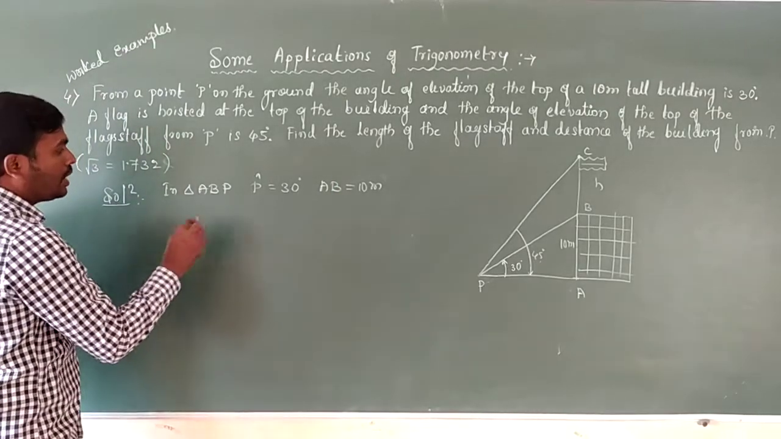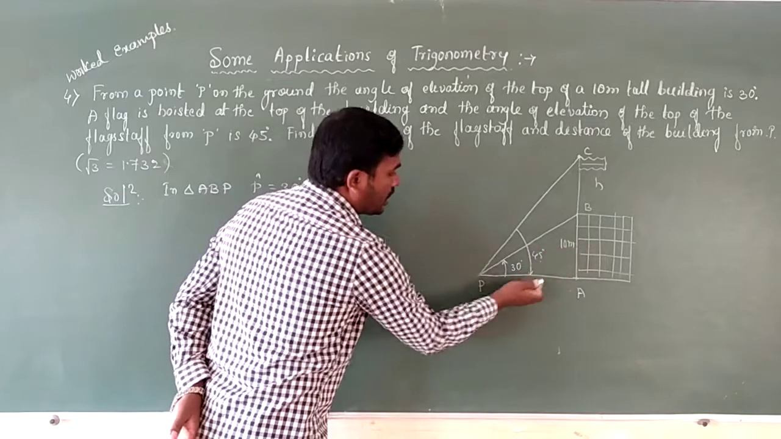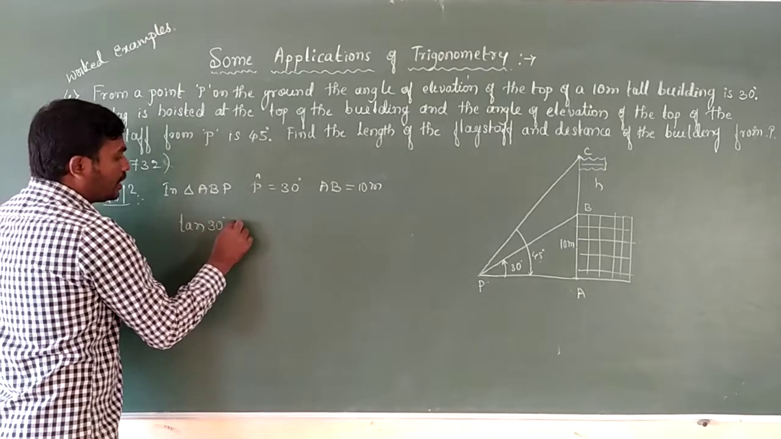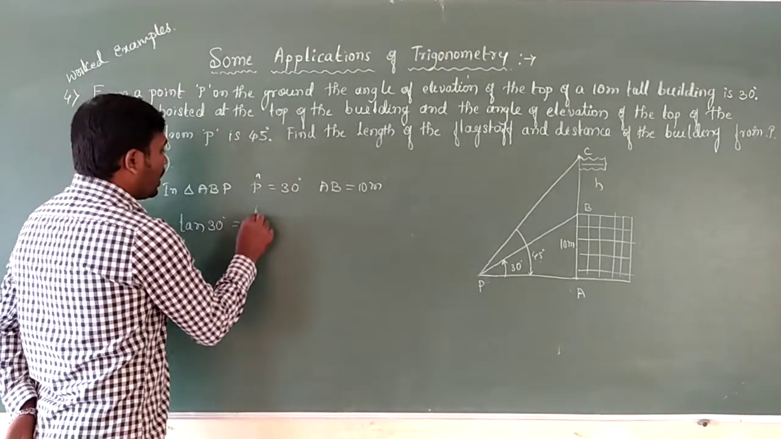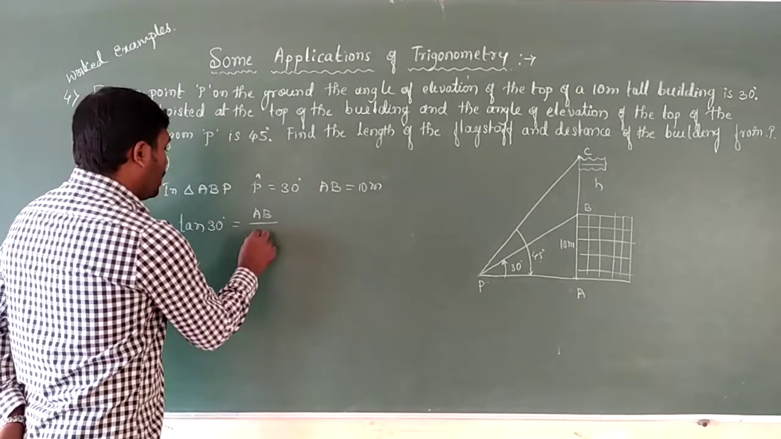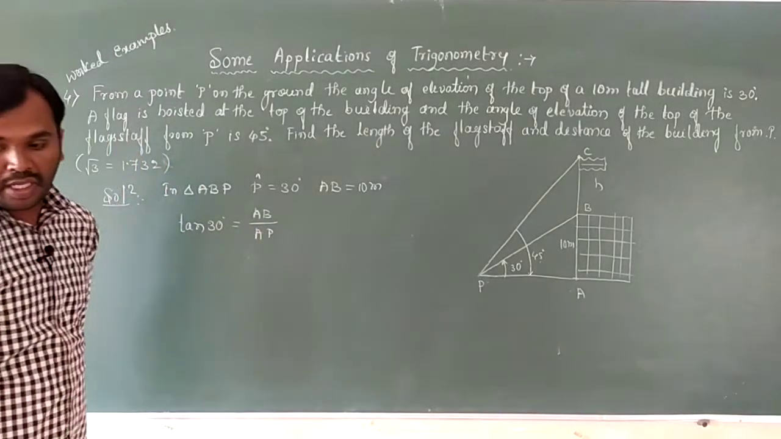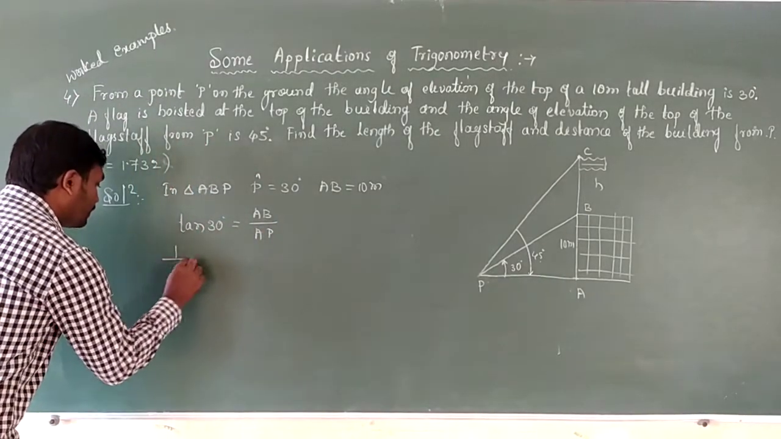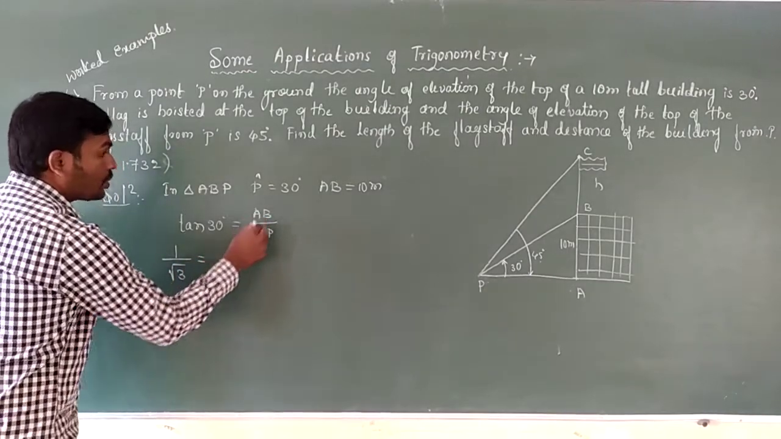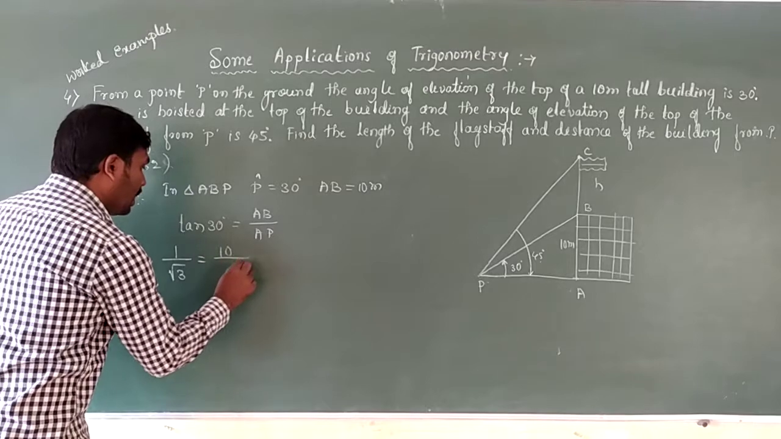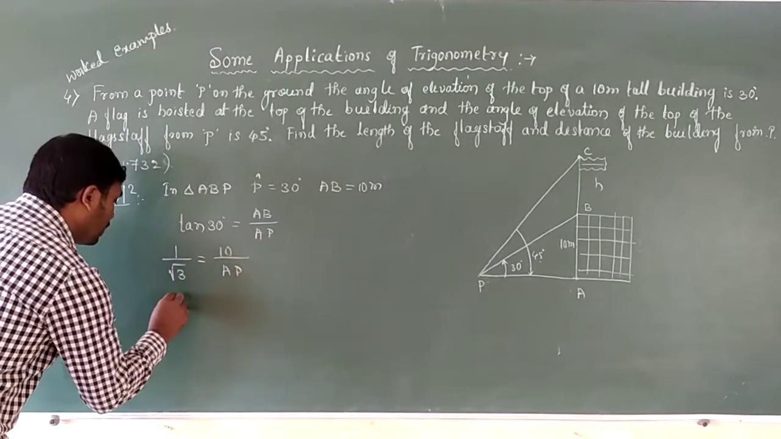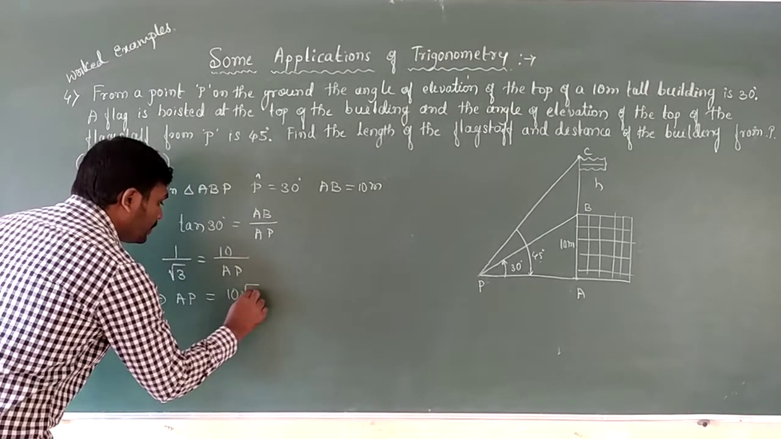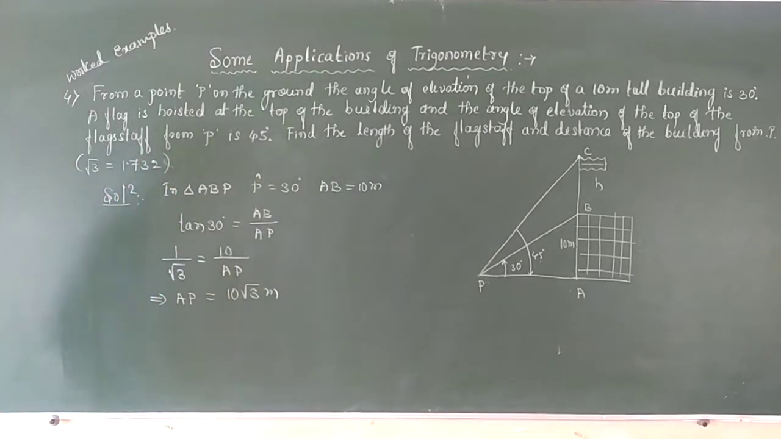So now by using opposite and adjacent: tan 30 degrees is equal to opposite AB divided by AP. We know that tan 30 degrees is 1 by root 3. AB is 10 meters, it is given, and AP we don't know. So cross multiply this, which implies AP is equal to 10 root 3 meters.